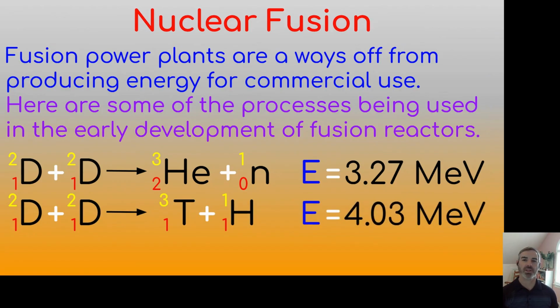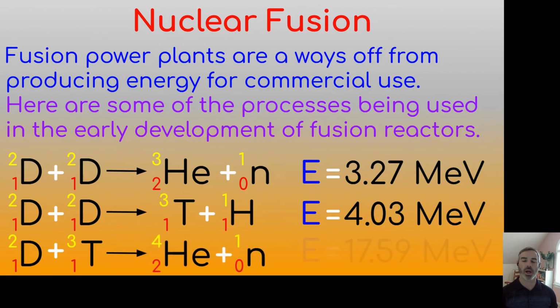Now, tritium is radioactive, and having a radioactive product is important because that's what we're trying to get away from. But tritium can be used in a reaction with deuterium to produce helium-4 and a neutron, which is 17.59 mega electron volts. So a large amount of energy is released with the tritium and deuterium.